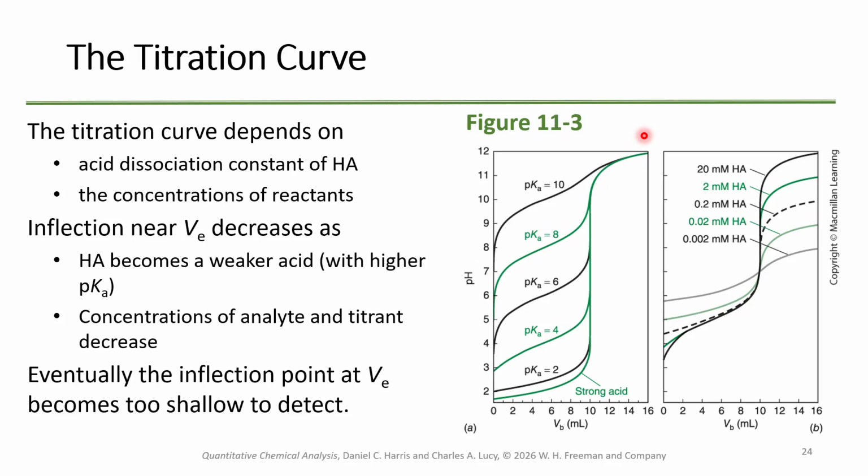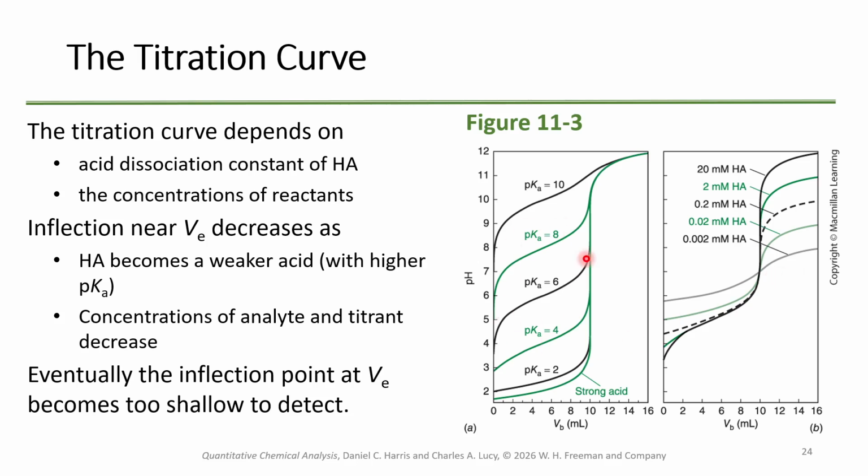So the inflection near the VE is going to decrease as your HA becomes a weaker acid with a higher pKa, and as the concentrations of your analyte and titrant decrease. So if we decrease the concentrations enough, we're again going to get a very flat titration curve. Okay?